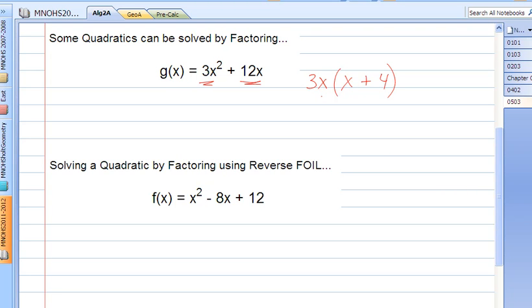Now, how do you get your answers from this? Whenever you have an x by itself, like the 3x, it doesn't matter the number, it's just the x that we're looking at. One of my roots will always be 0. So that's one of my answers. When you have a factor that looks like this, you take the opposite of this number. Here I have a plus 4, so one of my roots will be -4, the opposite of that. So this would be my answer. So this is the first part.